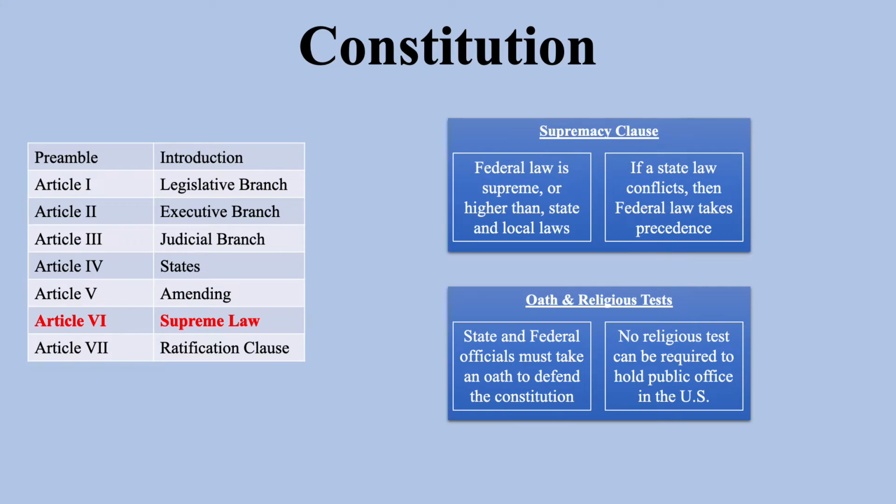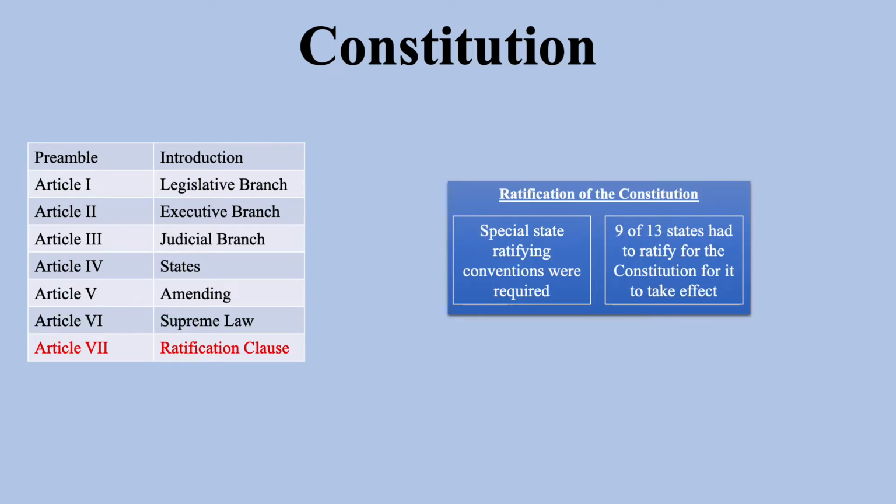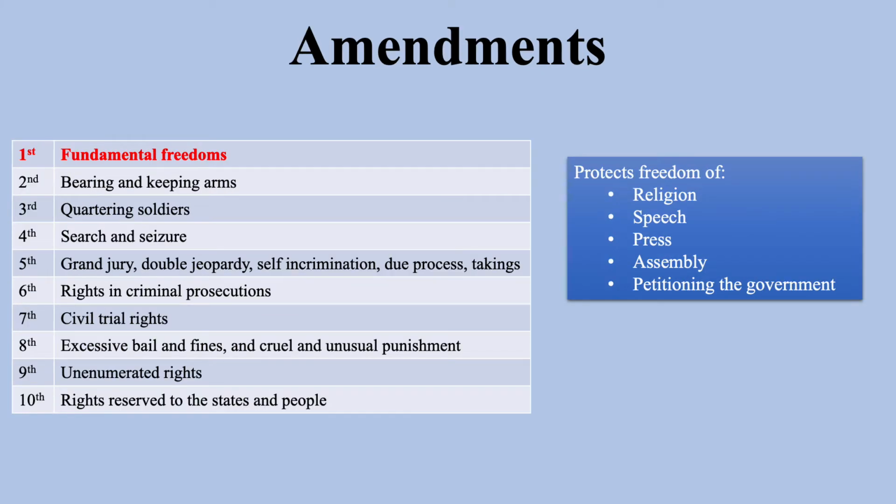Article 6 provides that the Constitution is the supreme law of the land and is superior to city, county, and state laws. Further, it provides that state and federal officials must take an oath to defend the Constitution and has an explicit provision that religion cannot be a requirement to hold public office. Finally, Article 7 provides for the Constitution to be effective after 9 of the then 13 states ratified the Constitution in 1788. Now on to the amendments.